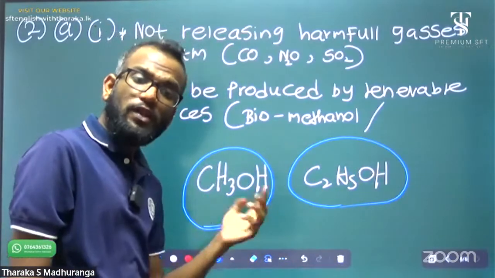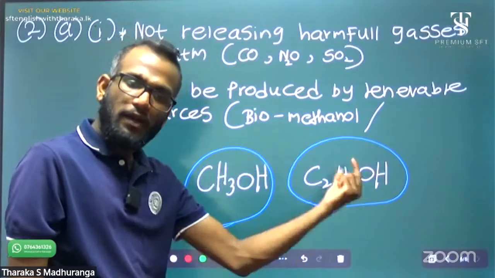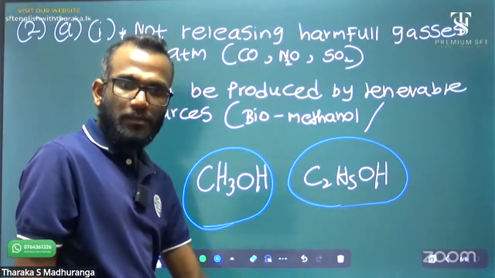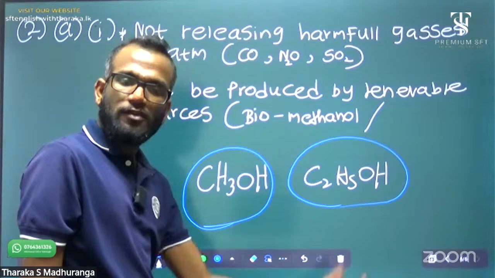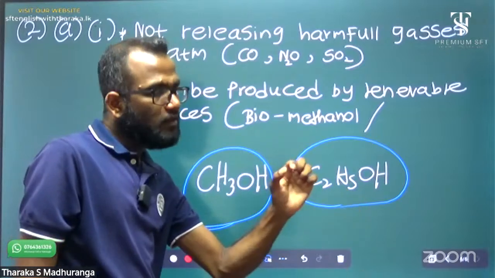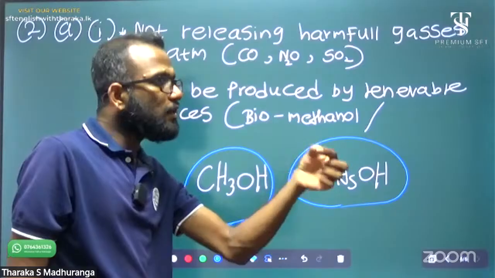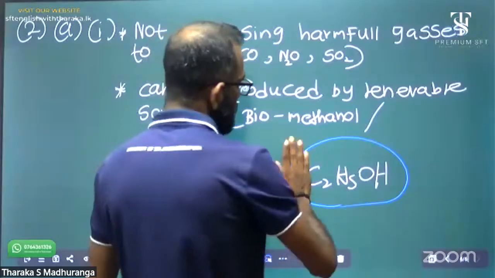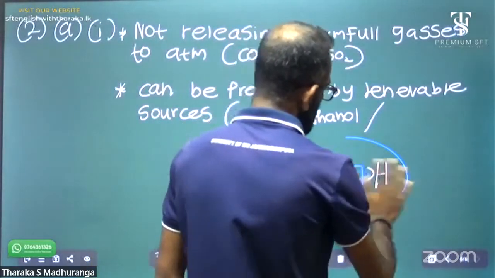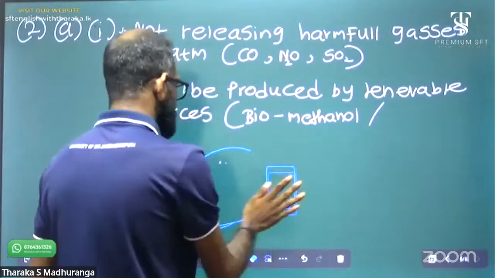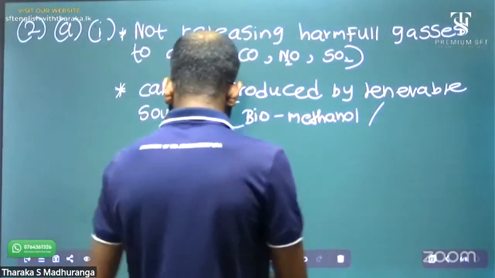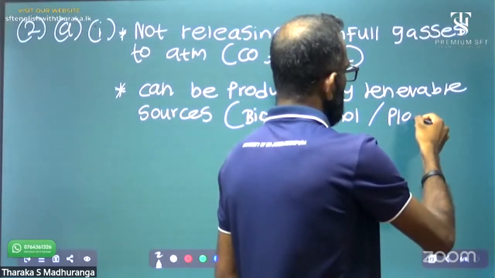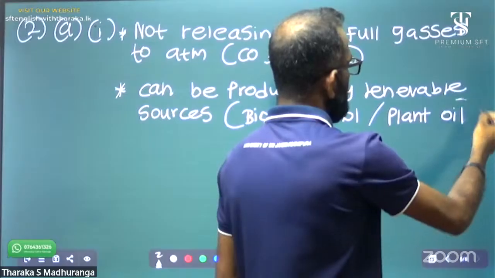But remember, methanol is highly toxic. Ethanol is not toxic. Ethanol is used in beverages, for producing beer and wine. If any molecule, any particle of methanol is produced, it is highly toxic. Remember, methanol is highly toxic. Biomethanol and plant oils. Oil is renewable.